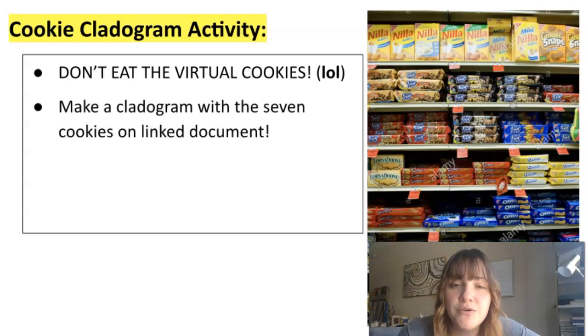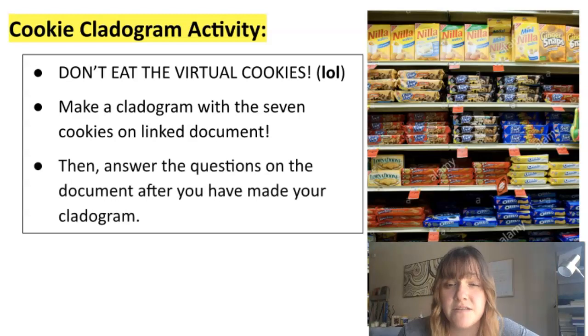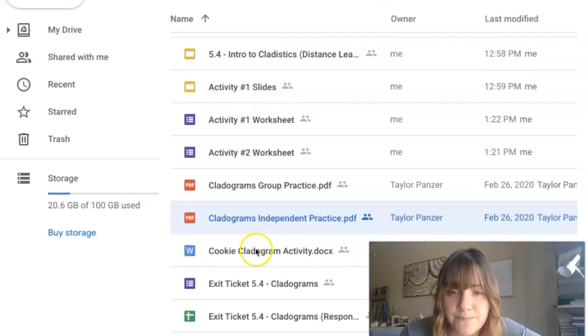So what I want you to do is make a cladogram with the 7 pictures of cookies that I linked on a document. This is just a little get-your-brain-going activity. You can just write it on your notes as a little scrap sheet of paper. Not anything you have to turn in, but it is cool to do. And then I want you to think in your head or write down the answers to the questions on that document after you've made your cladogram. So I'm going to show you what that document looks like right now.